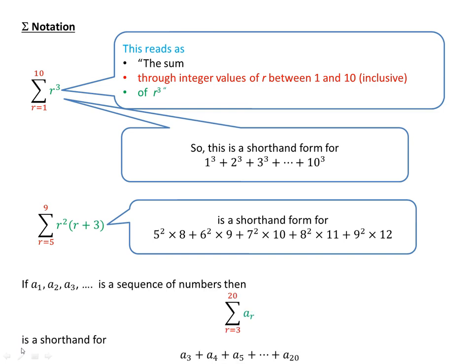If we've got a sequence of numbers A1, A2, A3, etc., then sigma from r equals 3 to 20 of A_r is shorthand for A3 plus A4 plus A5 all the way up to and including A20.